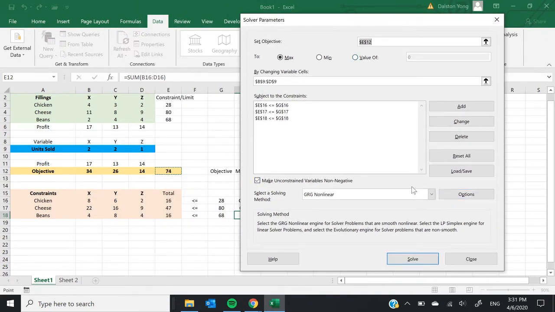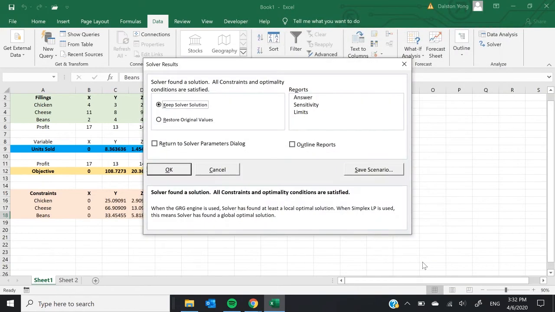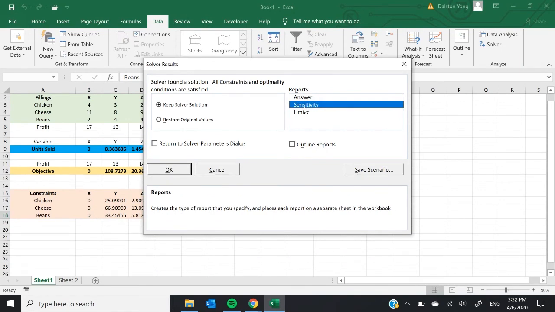I think something good to have is always check this box, make unconstrained variables non-negative, meaning we do not want a negative amount of X sandwich or Y sandwich. So always tick this. And we're going to choose Simplex LP. Okay, so let's solve this equation. I do want to keep the Solver solution because this is effectively my answer. I also want the sensitivity report, which we will discuss in a later video.